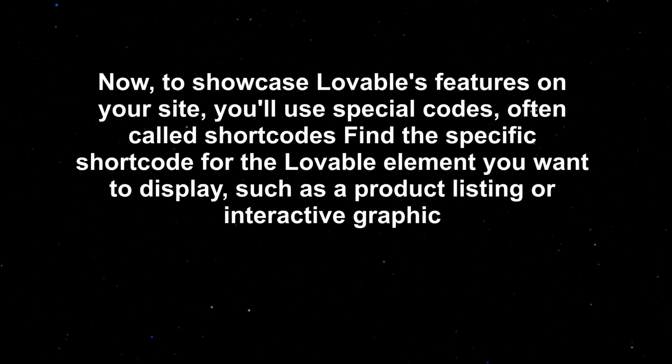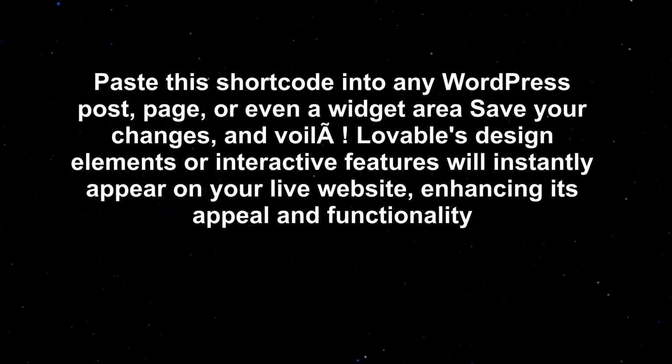Now, to showcase Lovable's features on your site, you'll use special codes, often called shortcodes. Find the specific shortcode for the Lovable element you want to display, such as a product listing or interactive graphic. Paste this shortcode into any WordPress post, page, or even a widget area.